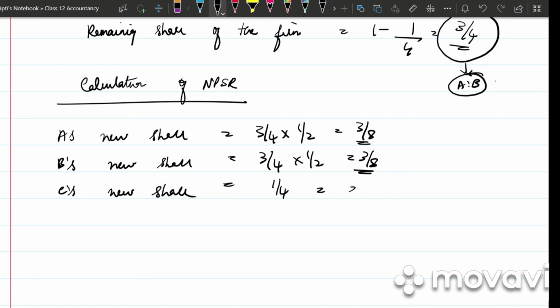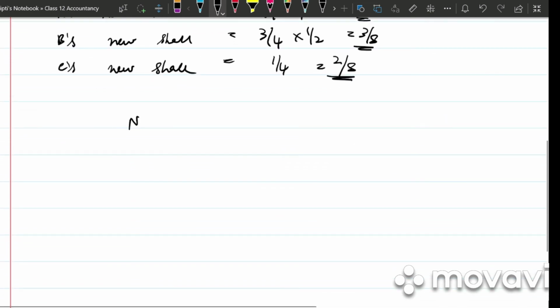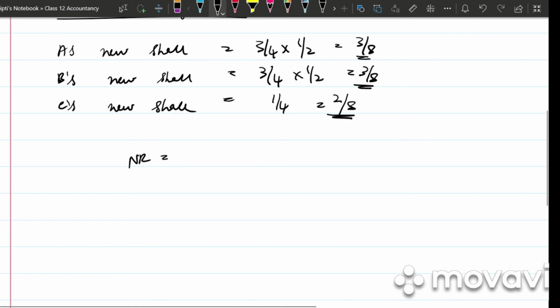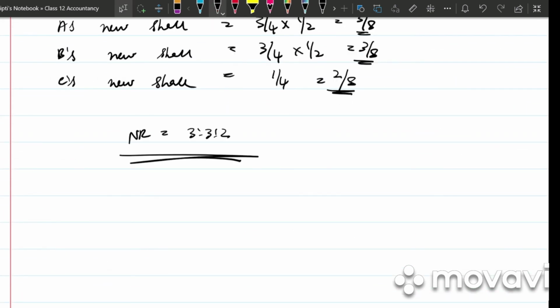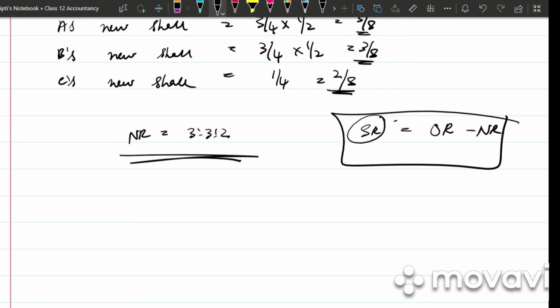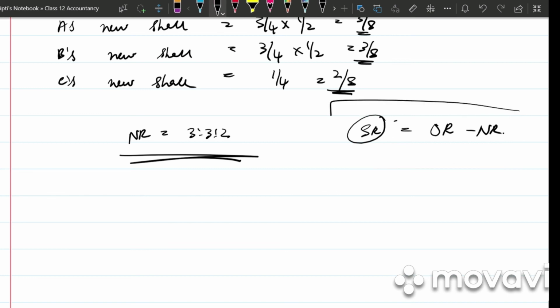And what is the share of C? It is 1/4. Take the LCM: 8, so 2 divided by 8. So what will be the new ratio? It is 3:3:2. Clear? If the question says that we need to find out the sacrifice ratio, what will be the formula? It is nothing but old ratio minus new ratio. I have already taught you this in the previous chapter, and in the same way even in this chapter we would be working out the sacrifice ratio. So that's all for today. Thank you.